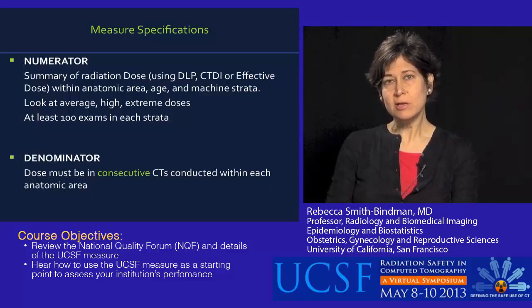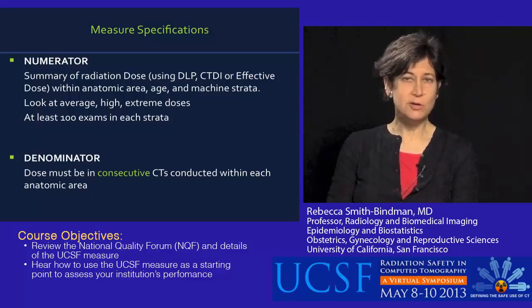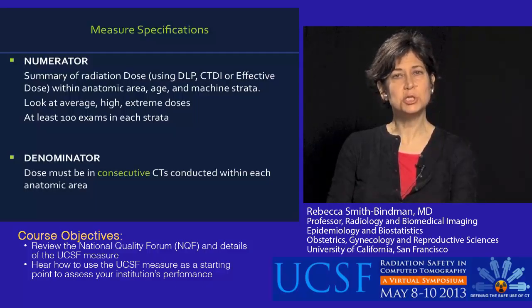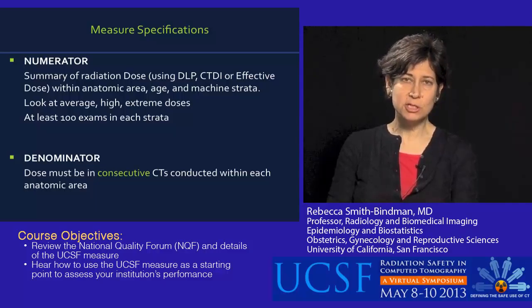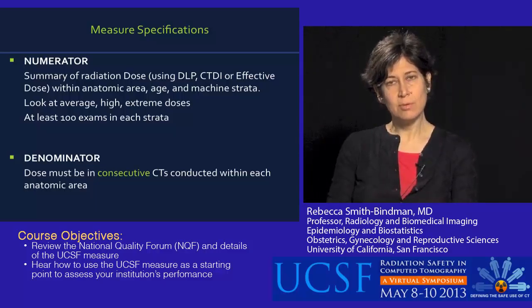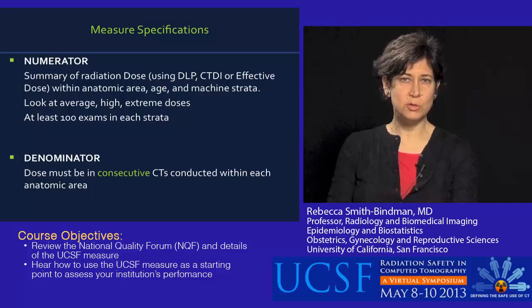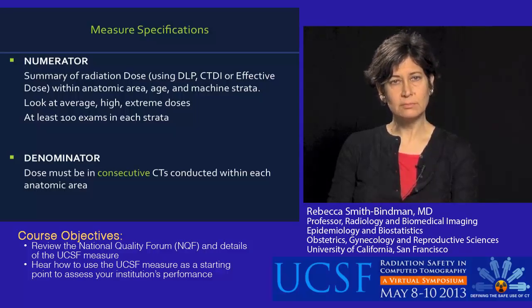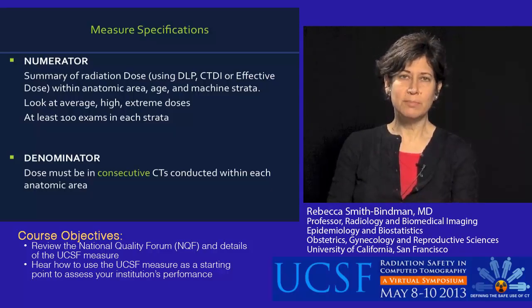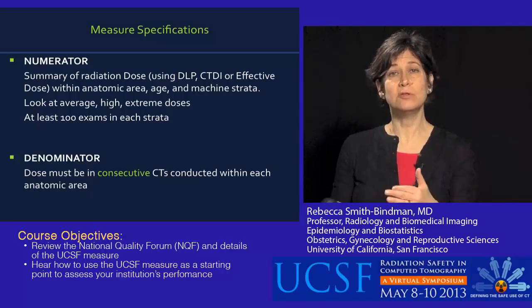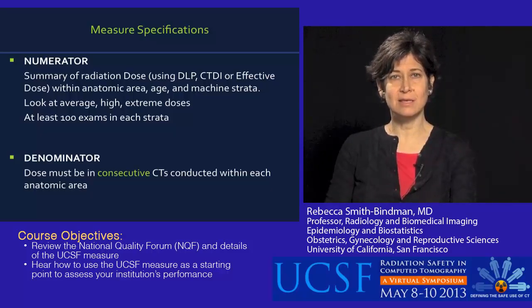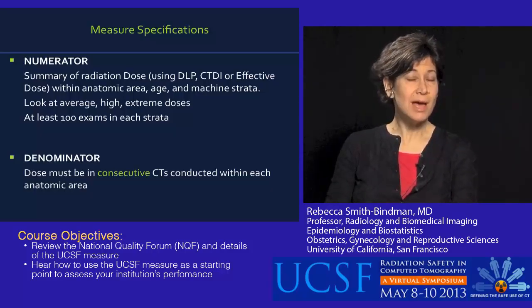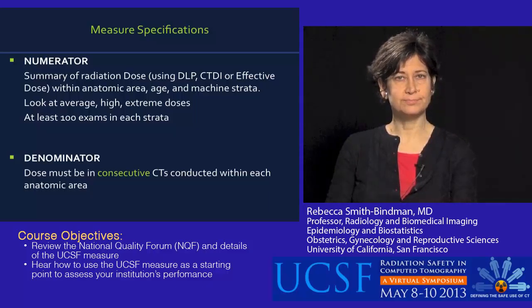And within each strata you choose to look at, again, this is voluntary, you don't have to look at all strata, but within each strata or group you look at, you need 100 exams within that group, except if they're children's studies. Then the number was lowered to 50, because we don't usually do quite as many studies in children. And the denominator, and this is an important part, needs to be consecutive CTs. So there's no choosing and picking which exams you want to summarize. You want to look at the doses in every head CT that you did within this particular time period and machine and so forth.